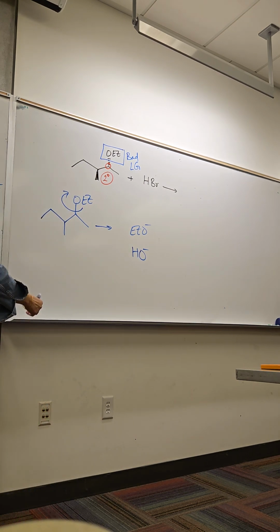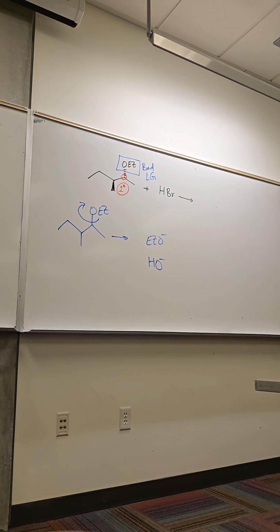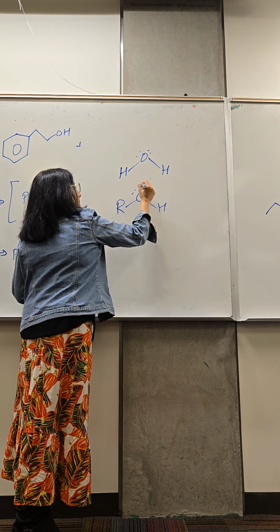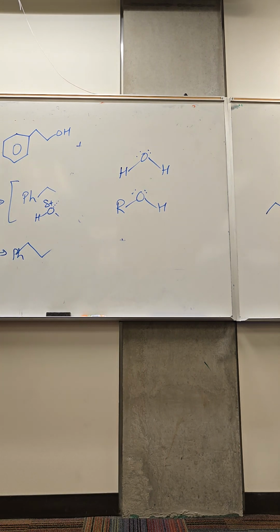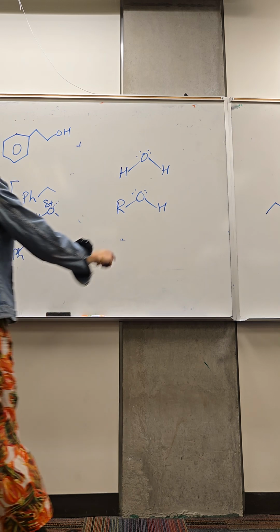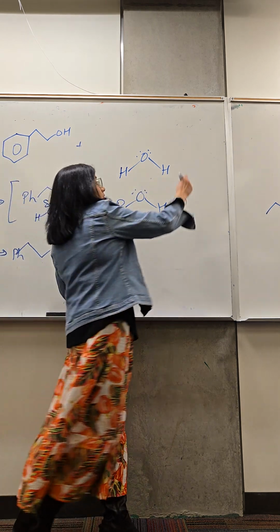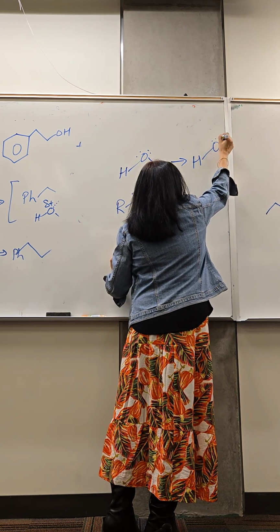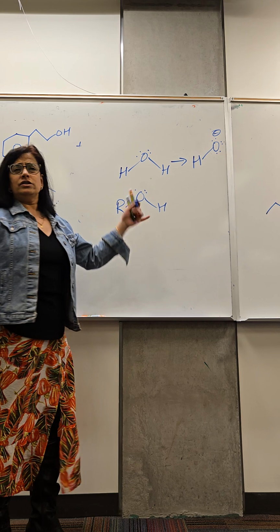Guys, please understand and recognize: what is the structure of water? Anybody? H-O-H with two lone pairs on the O. It's bent, VSEPR, right? If I replace one of those H's with an R, what does it become? An alcohol, isn't that right? So what is the conjugate base of water? Hydroxide, if it loses a proton.